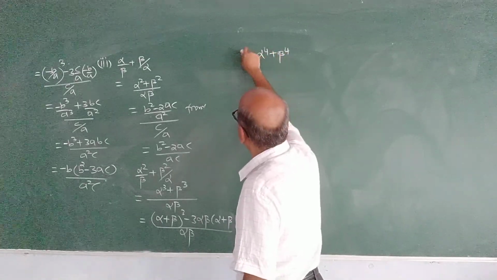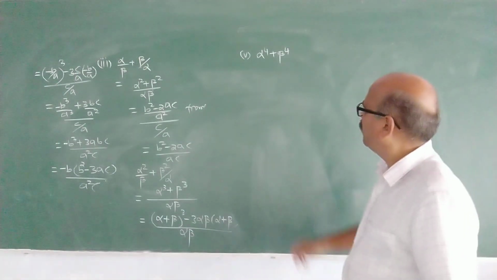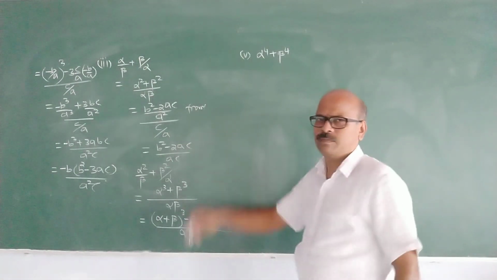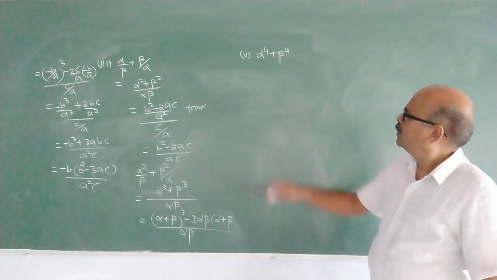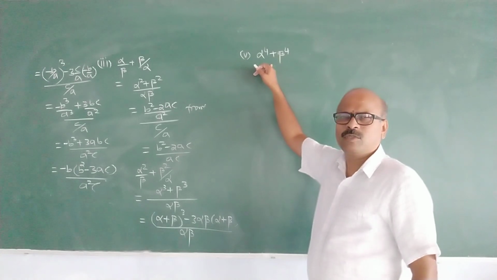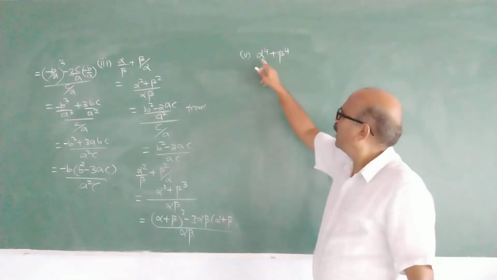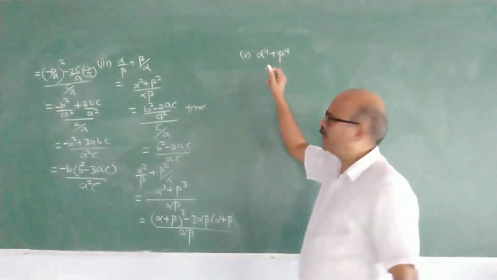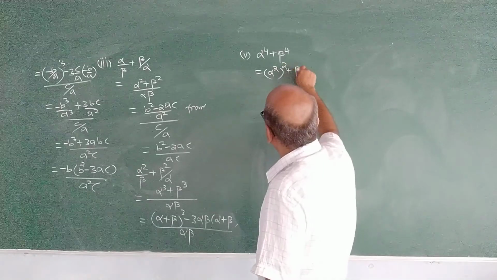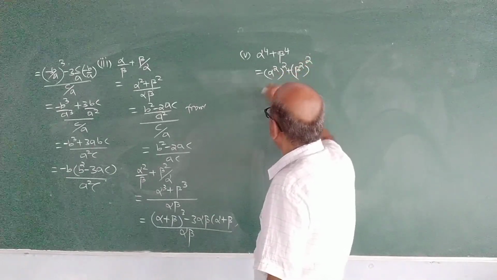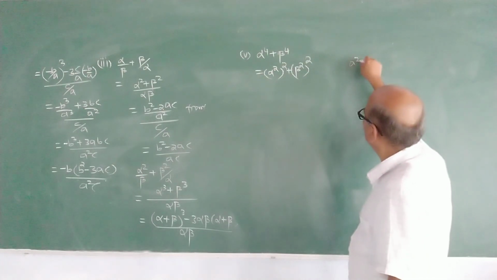I take this as the fifth one. In the same problem, I continue. Find the value of alpha raised to 4 plus beta raised to 4. You know what the problem is now? You have to express this in terms of alpha plus beta and alpha beta. That is the problem. How do you express? Say I write this as alpha square whole square plus beta square whole square, in terms of squares. Now it is a square plus b square form.